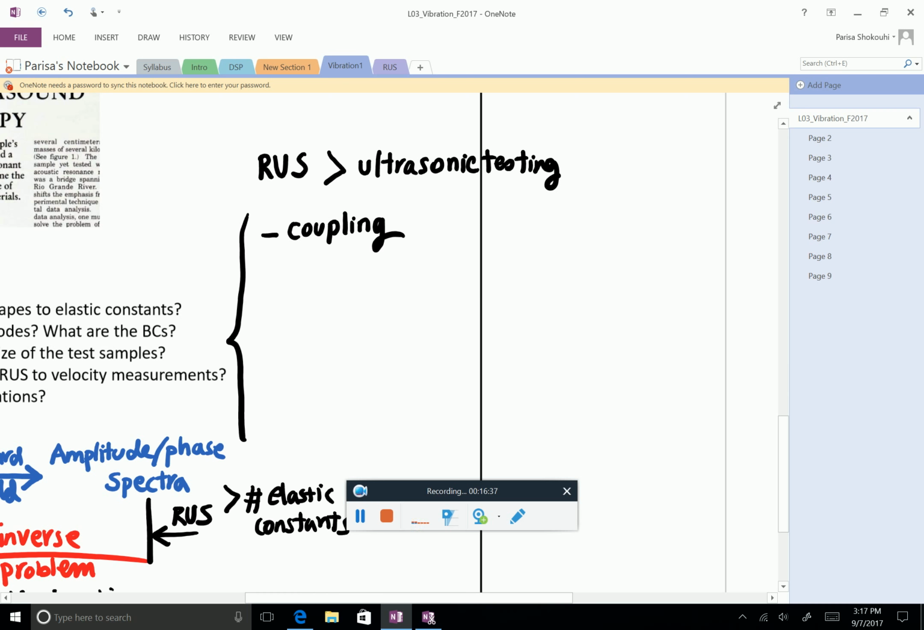What else does he say? Which is related to what I just described. Transducer doesn't play any role. Whatever you are measuring, it comes from the material. So the effect of the transducer is minimized.